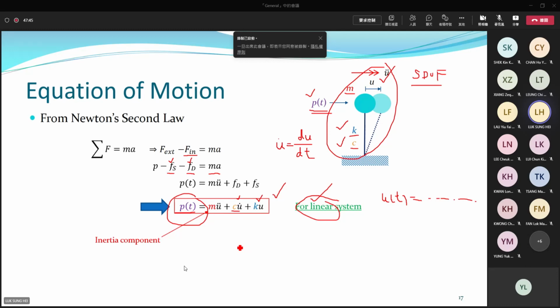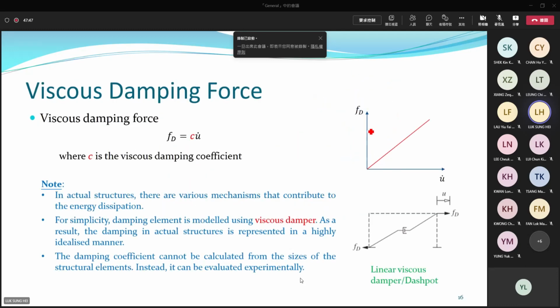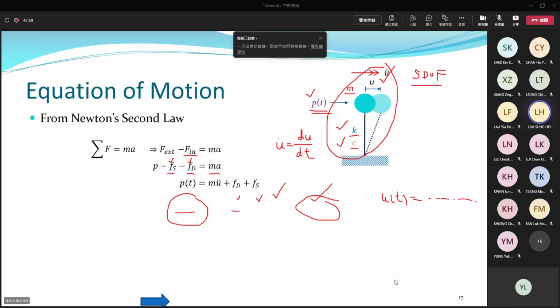Nonlinear means they are not a straight line, right? In the previous model, we assumed that they are straight lines: damping force linearly proportional to velocity, stiffness proportional to displacement. But in reality, it can be nonlinear. In these lectures, in this module, we just consider a linear system to make things simple. If you want to know more, you may read the textbook. The textbook also considers a little bit about nonlinear systems.